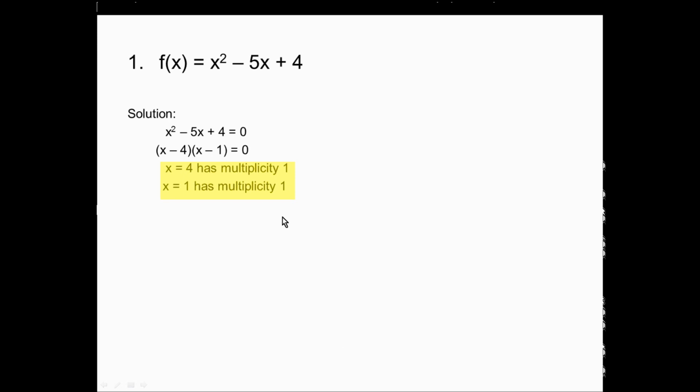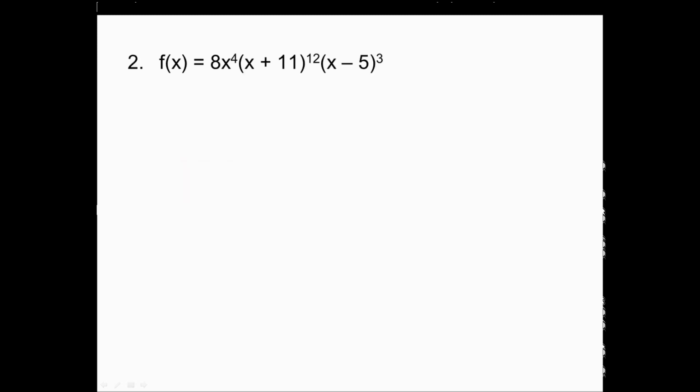So x equals 4 has multiplicity 1. Again, the factor only appears once. X minus 1 has multiplicity 1 because it only appears one time. Before, we would have just said the zeros are 4 and 1, and we would have stopped. Notice, if you add up the multiplicities, you get the degree of the polynomial. That will always be true. The sum of the multiplicities has to equal the degree of the polynomial.